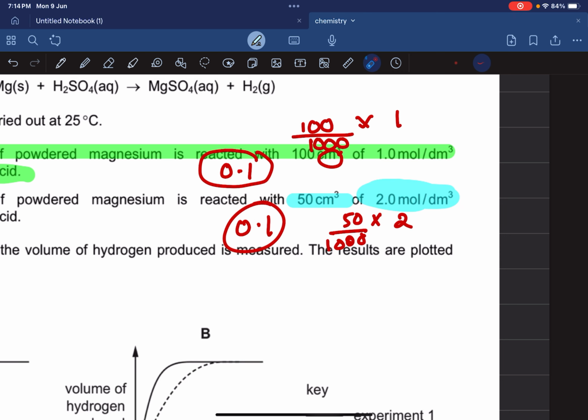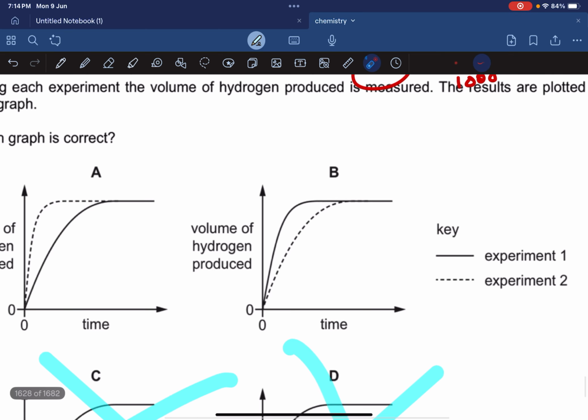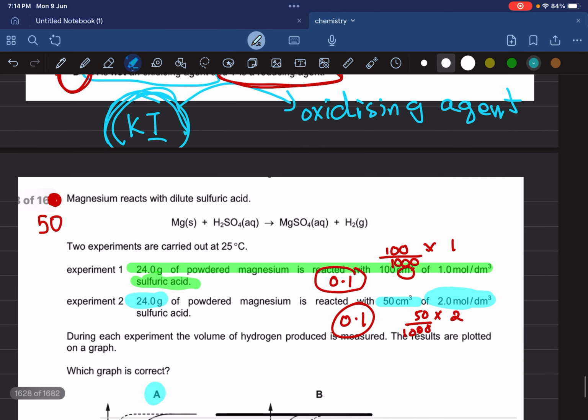That means experiment 2 is going to be a bit faster. And when you have a faster reaction, the gradient is going to be steeper. So for reaction 2, which is the dotted line, the gradient should be steeper. Over here the gradient is steeper, and over here it is less steep. So for experiment 2, we want a steeper gradient, which is going to be option A. I hope you understood this concept as well.